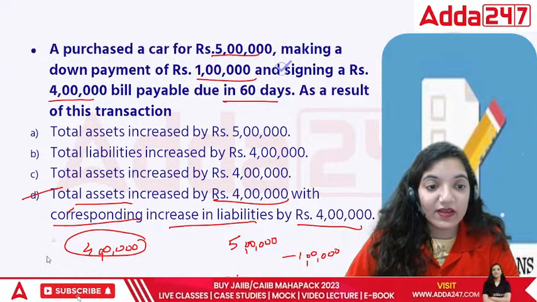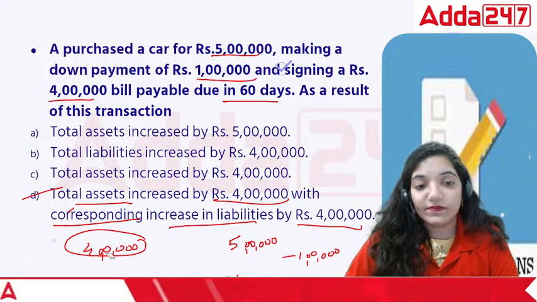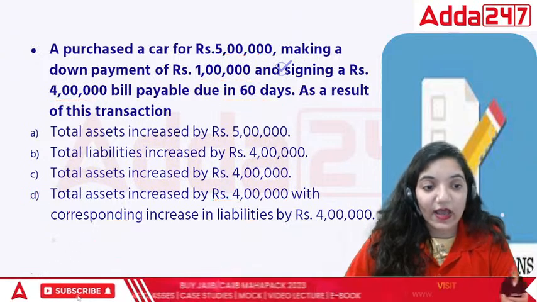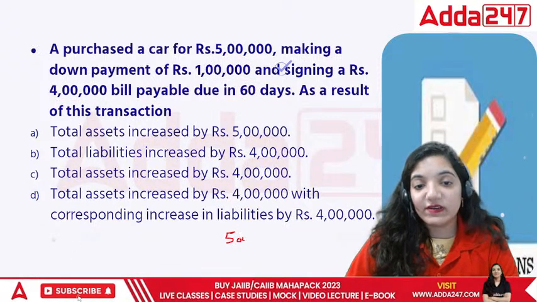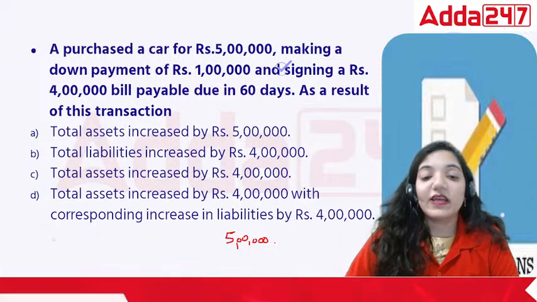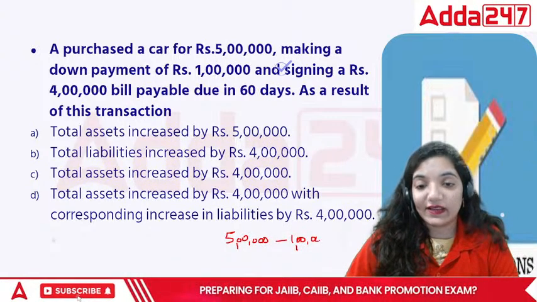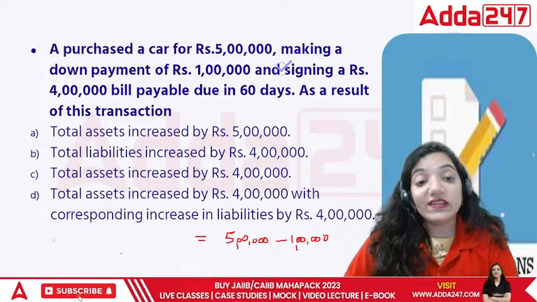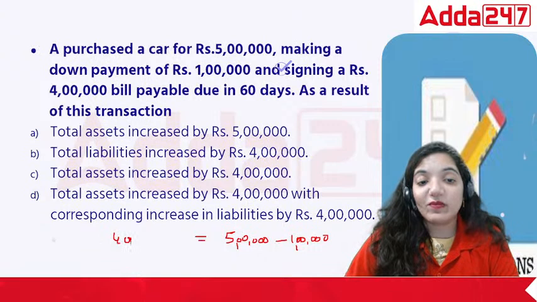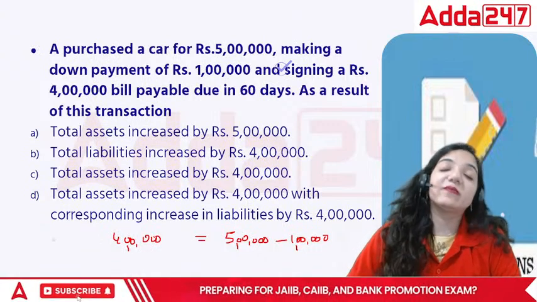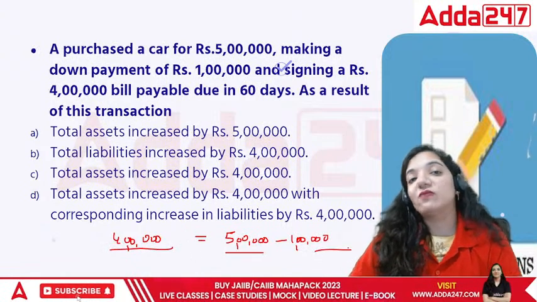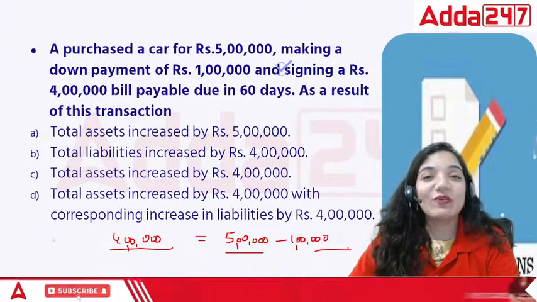Doing it again, everyone. In this case, the first thing that has happened is I have got an asset worth rupees 5 lakh, but I lost cash worth rupees 1 lakh. I lost cash and I gained car on the asset side. On the liability side, I have got a bills payable. There's a pressure on me that I have to pay the person 4 lakh rupees overall. So I've got 4 lakh here and 5 lakh minus 1 lakh here. So what is the amount in this case, everyone?